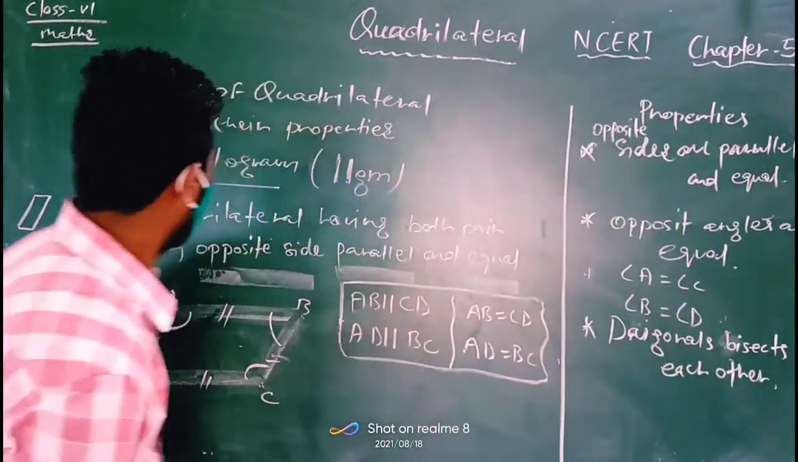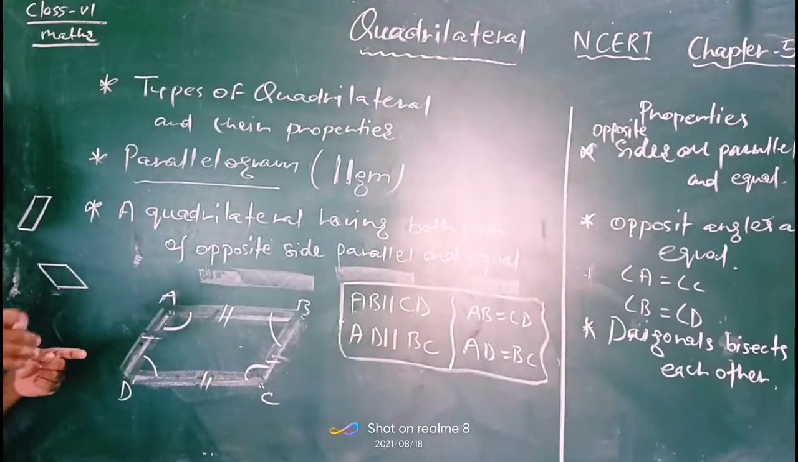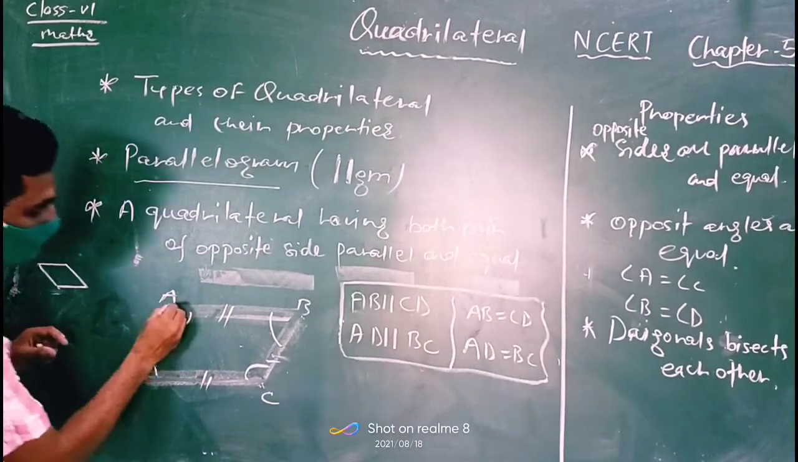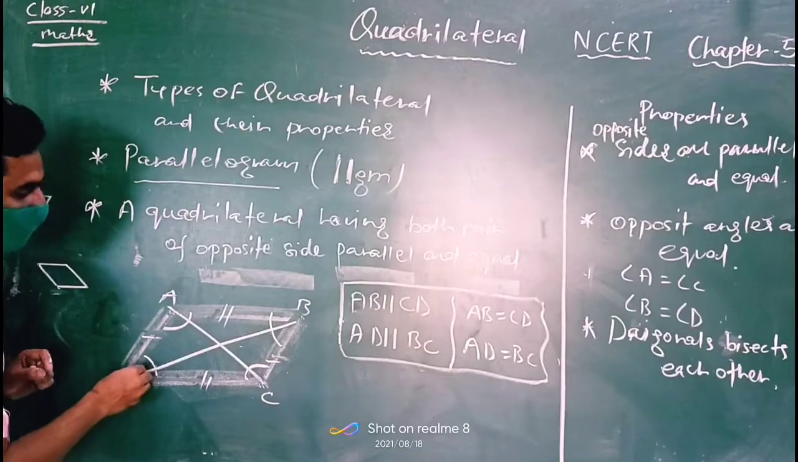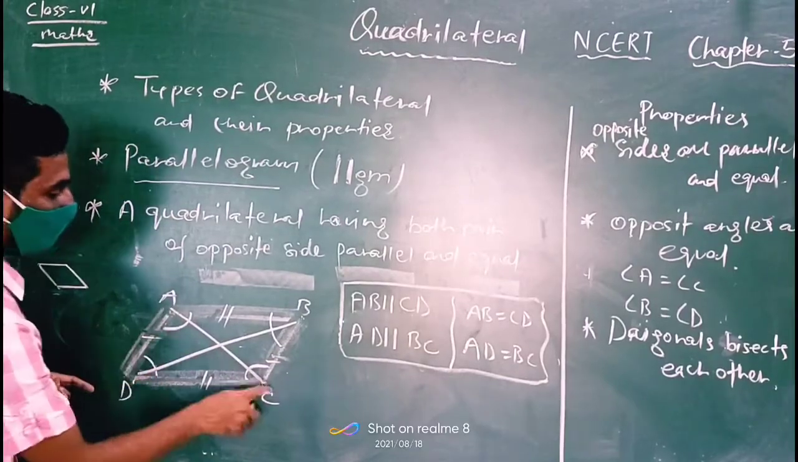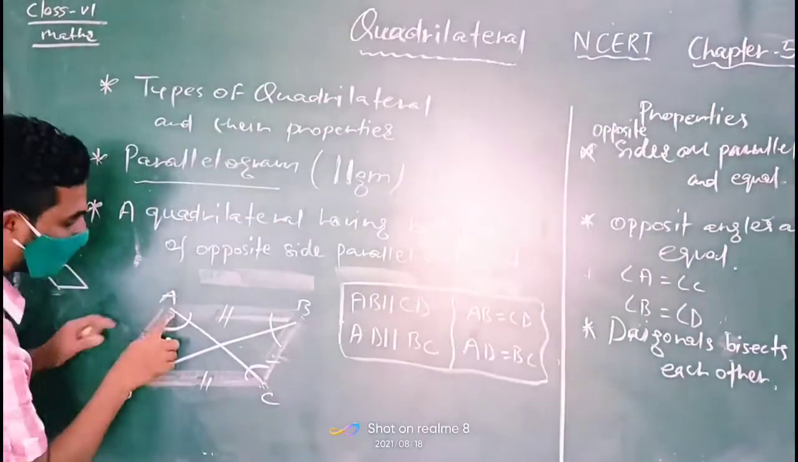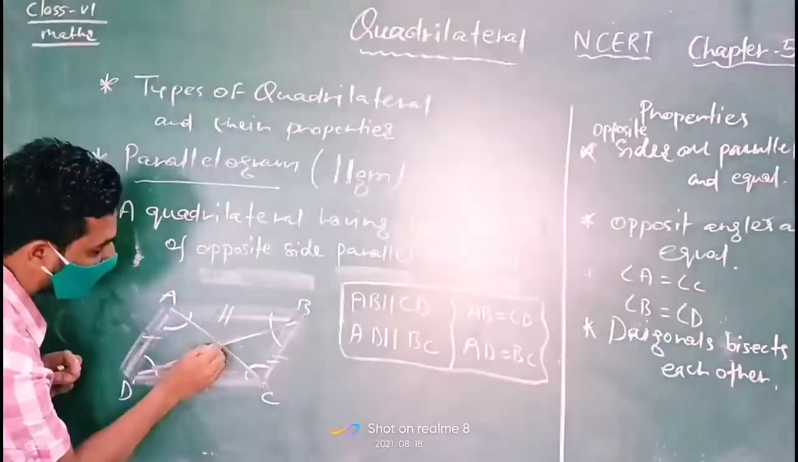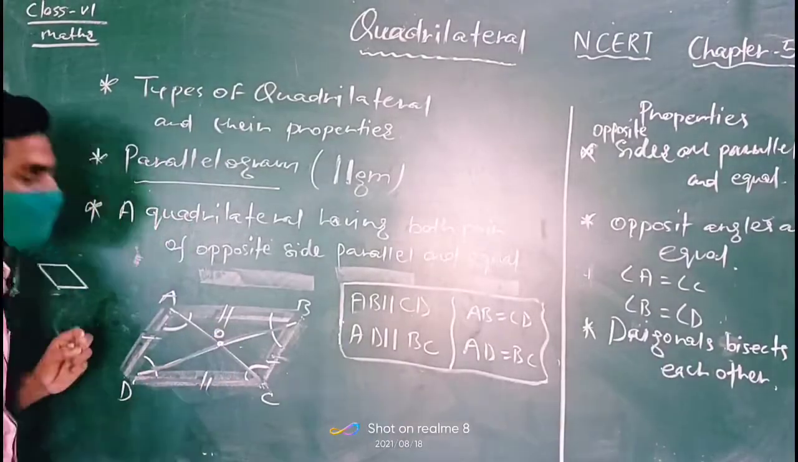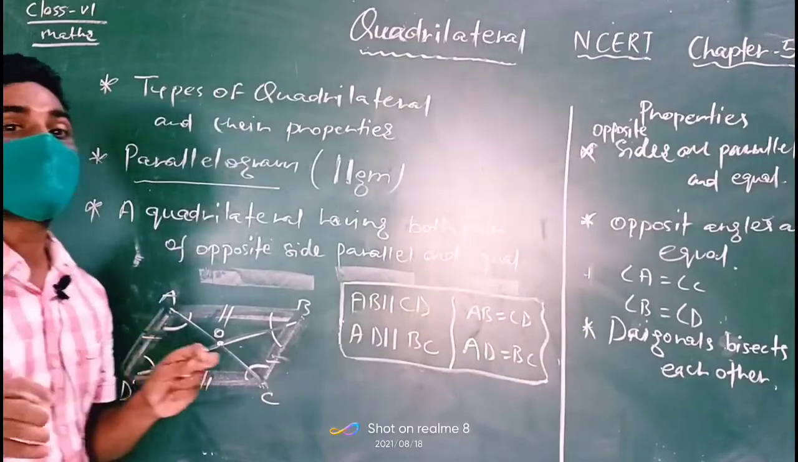First let me explain the diagonal. The diagonal is a line segment which joins two opposite vertices. AC is one of the diagonals and BD is another diagonal. So AC and BD, these two are diagonals, and you can see this AC line and this BD line are intersected at a point, and that point is named O. So diagonals bisect each other.